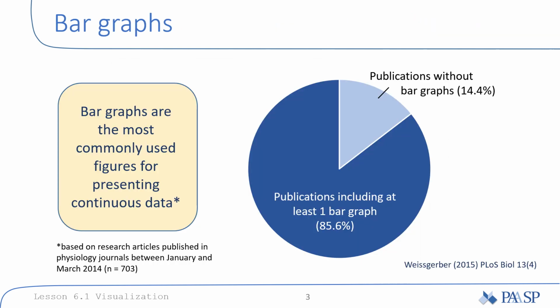Let's focus first on bar graphs, as this type of data visualization technique is the most commonly used one in scientific publications for presenting continuous data. According to the analysis of several hundreds of research articles published in a study in 2015, it was found that over 85% of publications in psychology journals between January and March 2014 included at least one figure with a bar graph.